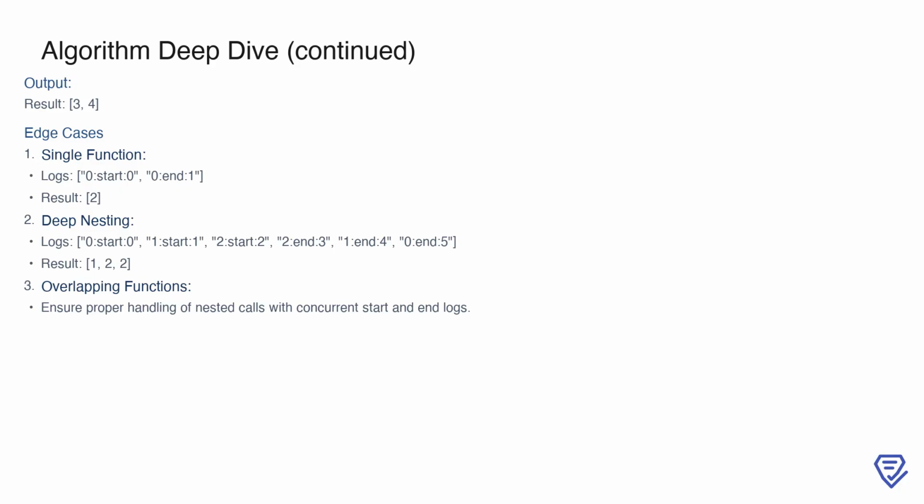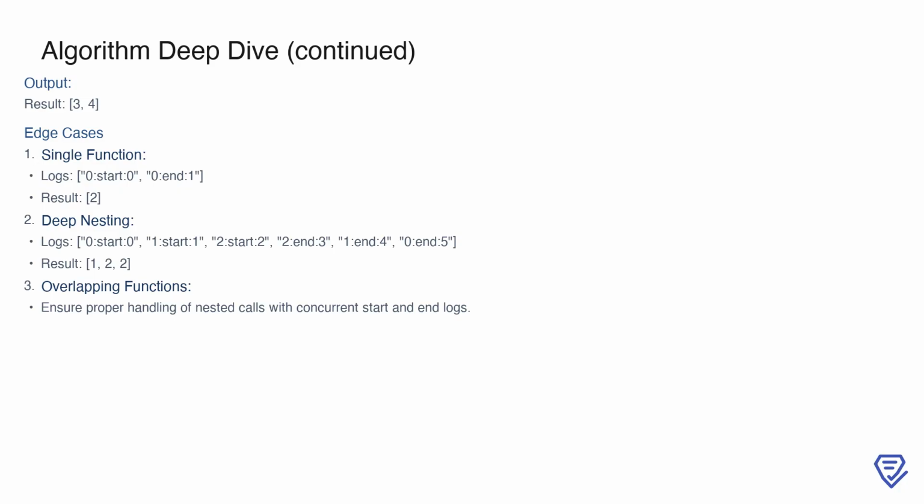Another scenario is deep nesting, where multiple functions are nested within each other, as seen in the logs: 0 start 0, 1 start 1, 2 start 2, 2 end 3, 1 end 4, 0 end 5. Here, the algorithm correctly calculates the result as 1, 2, 2. Lastly, in cases of overlapping functions, the algorithm ensures accurate updates to the result array by appropriately handling nested calls. These examples highlight the robustness of the approach in handling a variety of inputs, ensuring correctness and efficiency in all scenarios.